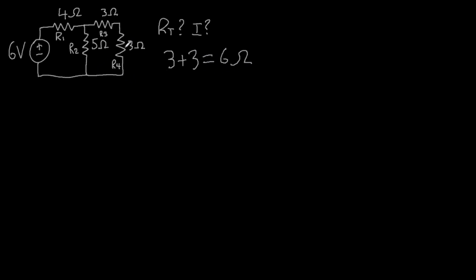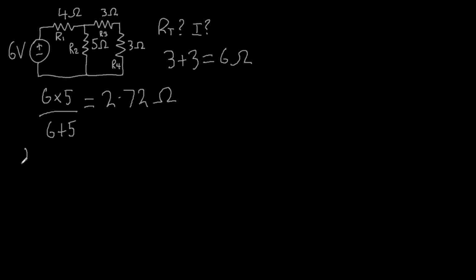Now this equivalent resistance is in parallel with the R2 resistor, 5 ohms. There are two methods to solve parallel resistor connections. We can start by using product over sum, which is 6 times 5, the product, over 6 plus 5, the sum. Using this, the equivalent resistance of the parallel connection is 2.72 ohms.